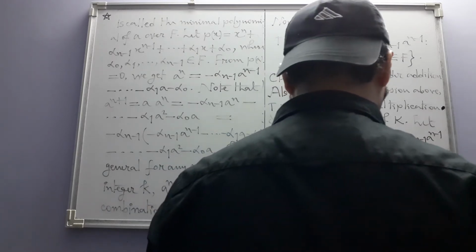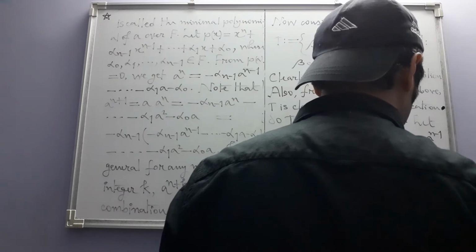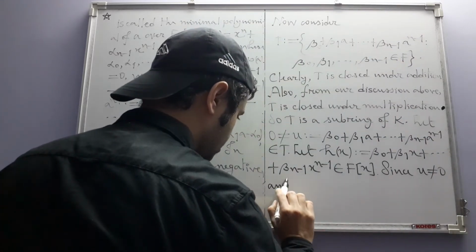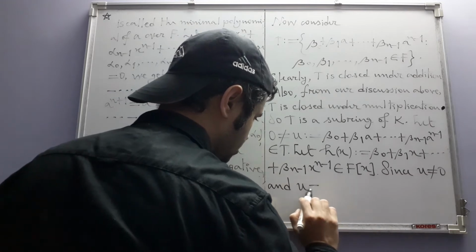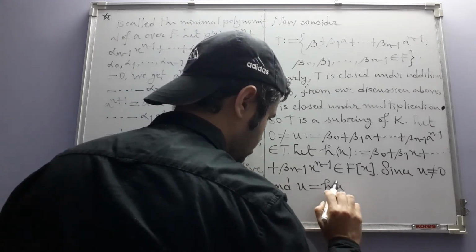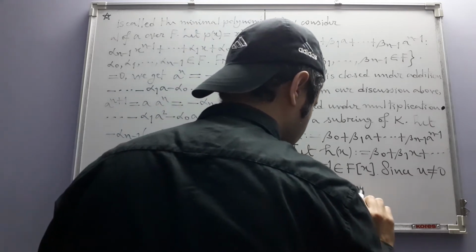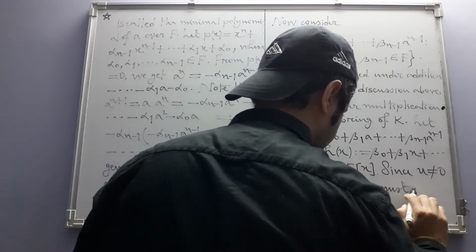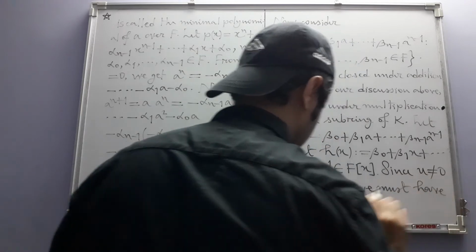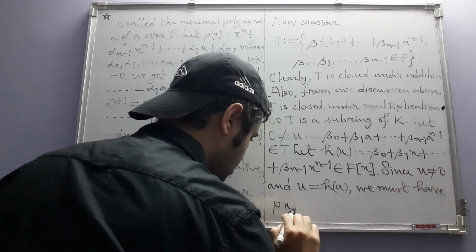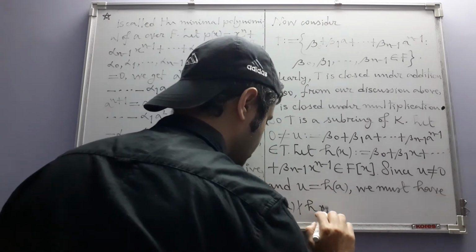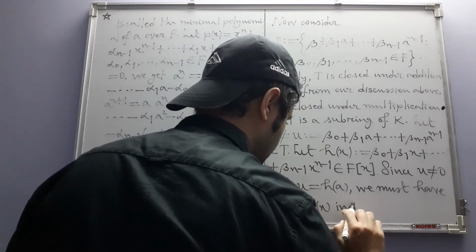Since U is not equal to 0 and U is equal to H(A), we must have P(x) not dividing H(x) in F[x].